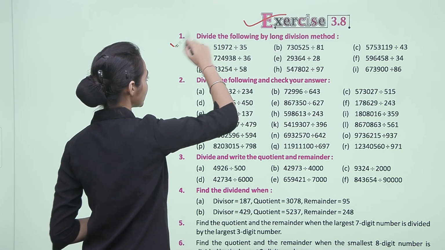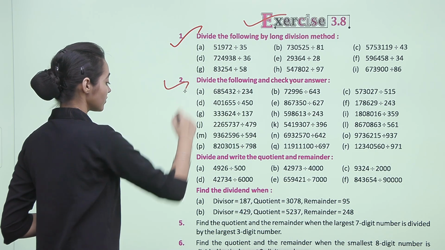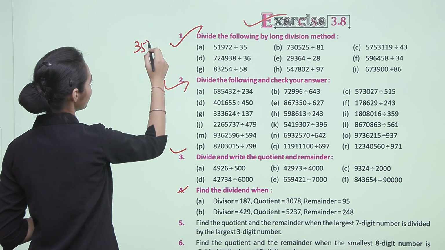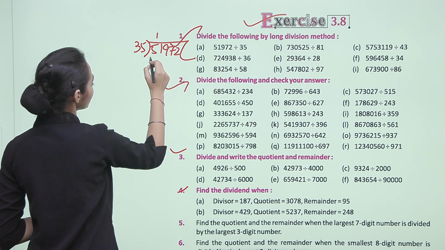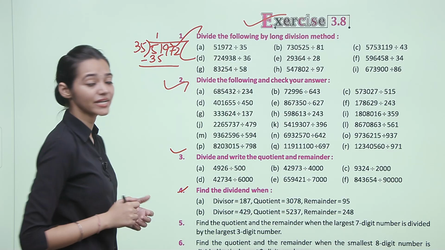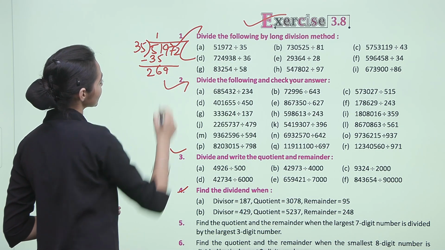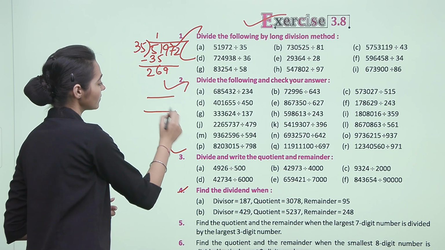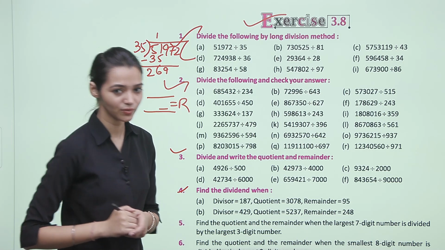Now let's look at exercise 3.8. In the first part, we have to divide the following by the long division method. Now in the first part, we have to divide 35,51,972. So it can be divided by 1, that becomes 35. So 11 minus 5, that is 6, then 5 minus 3, that is 2, then 269. That's how we will keep multiplying. We will keep dividing and subtracting until we get our remainder as a 2-digit number. That's how you can solve the remaining part.